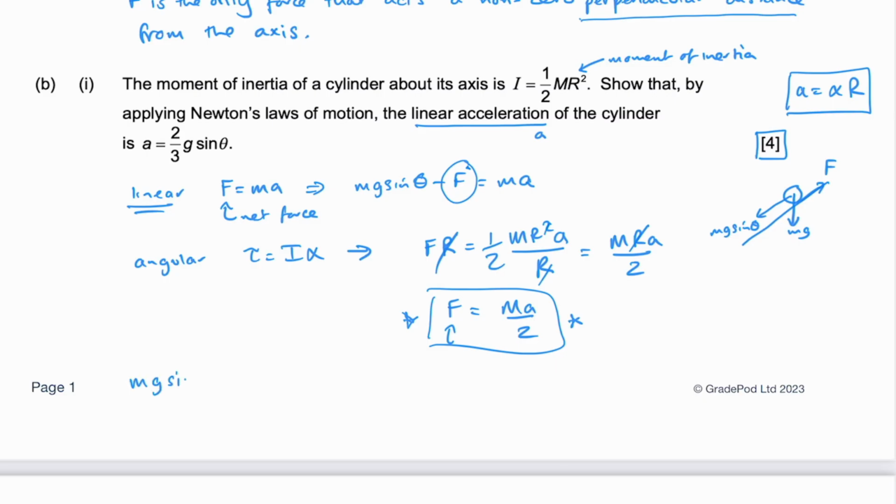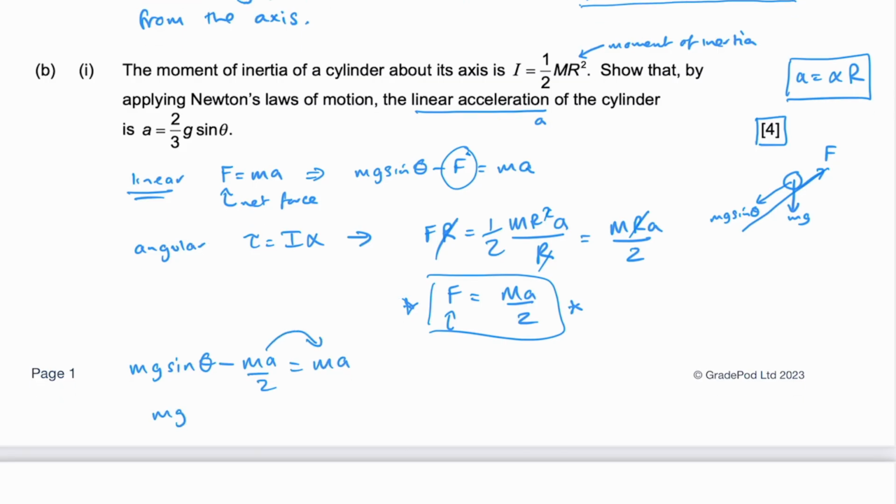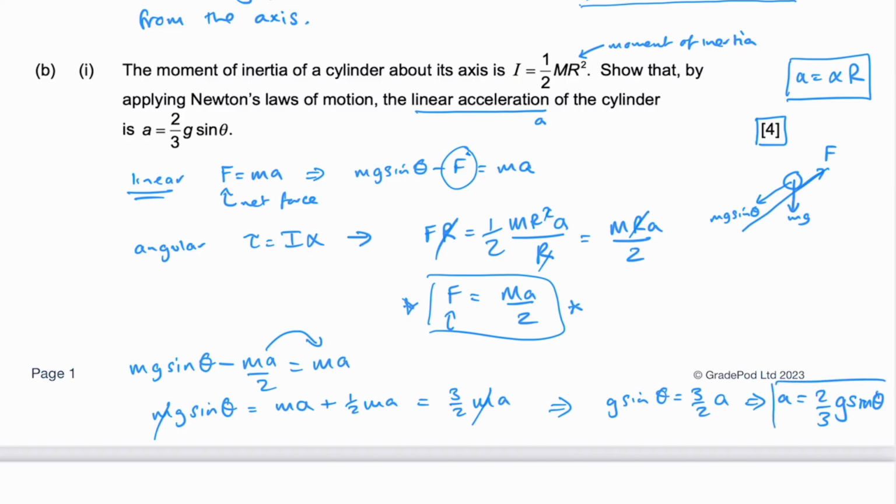mg sine theta minus ma over 2 equals ma. Let's take that over to there. mg sine theta equals ma plus half ma, which equals 3 over 2 ma. There's an m on both sides, so let's get rid of that. What that gives us is g sine theta equals 3 over 2 a, and rearrange for a equals 2 over 3 g sine theta. We did it!